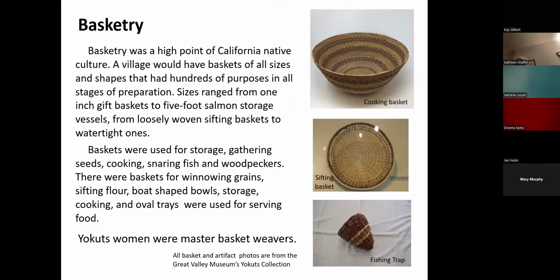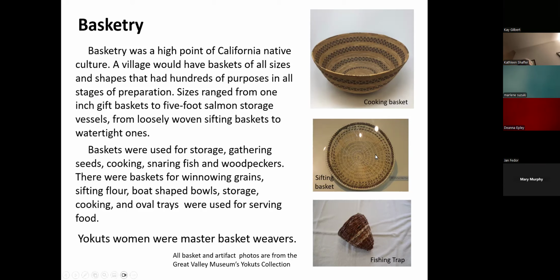Basket making among the California Indians was an art form, but it was also an incredibly useful way of making everything that they needed in terms of storage, sifting, and gathering seeds, cooking, traps. So they had hundreds of them for many different purposes.